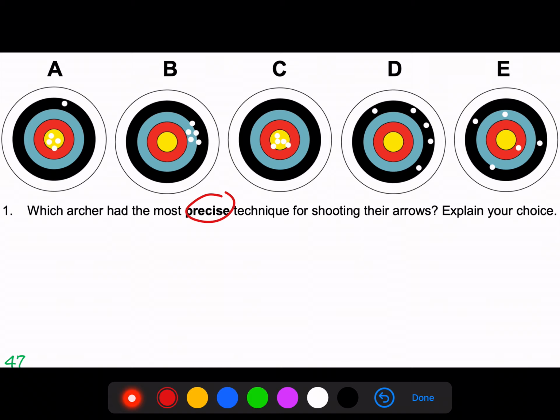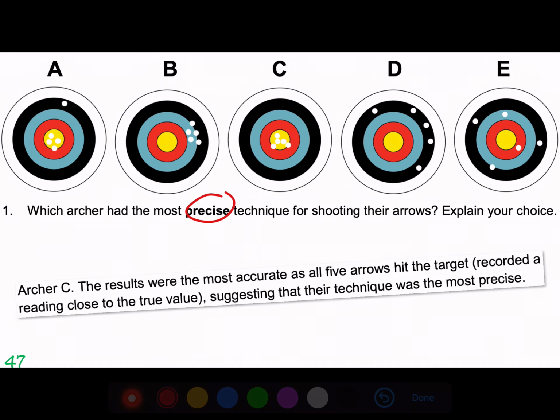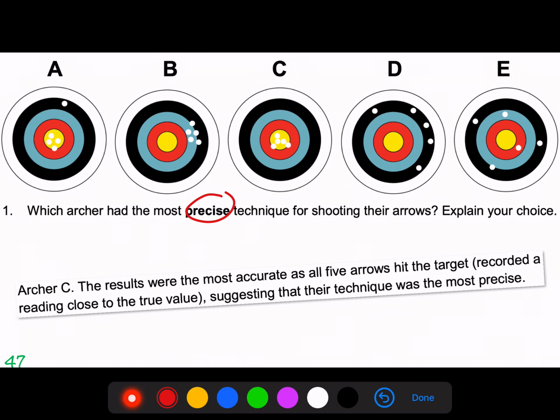Precise equipment and precise methods result in accurate data. I prefer that way of thinking about it. So use the word precision for the equipment and for the method, and then reserve the word accurate for data. So the results here were most accurate for Archer C, because all 5 arrows, all 5 attempts at reading something, if we're relating this to a lab-based pursuit, actually got the real actual value. Yeah, they were very close to reading the actual value.